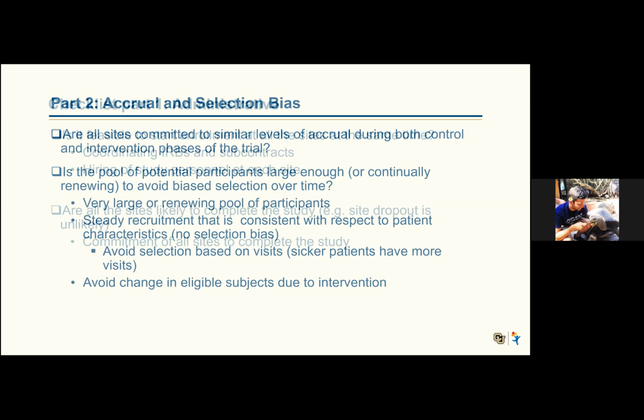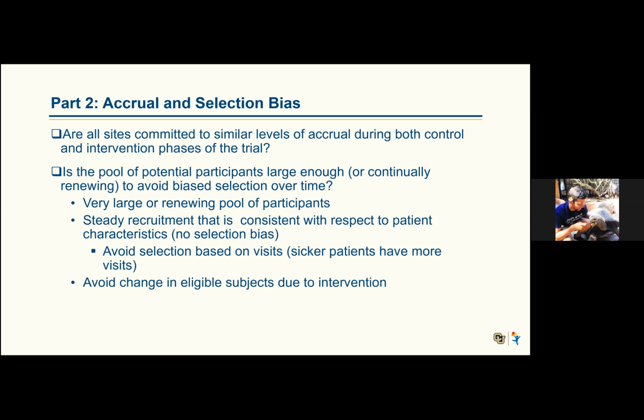The next issue is about accrual and selection bias. Are all the sites committed to accrue evenly over the control periods and the intervention periods? If they're saying, well, we'll just get a few on while we're in the control, and oh, when the intervention comes on, we want to pull in all of our patients. That doesn't work in this design.